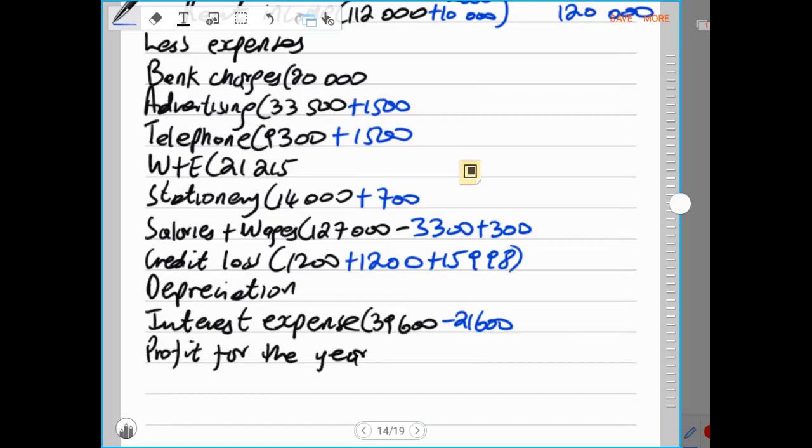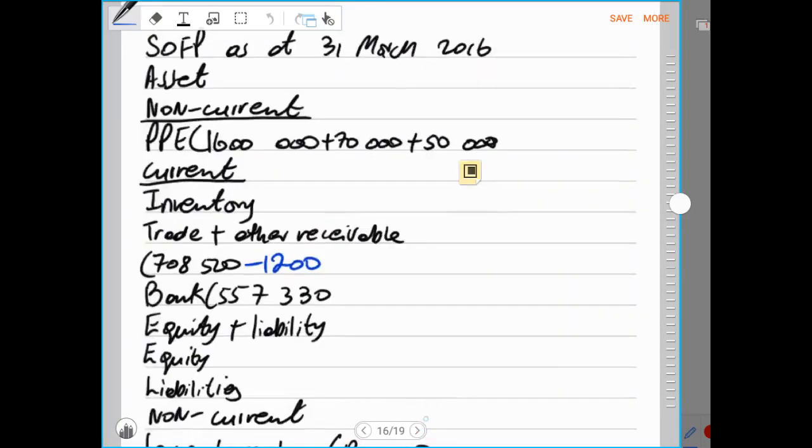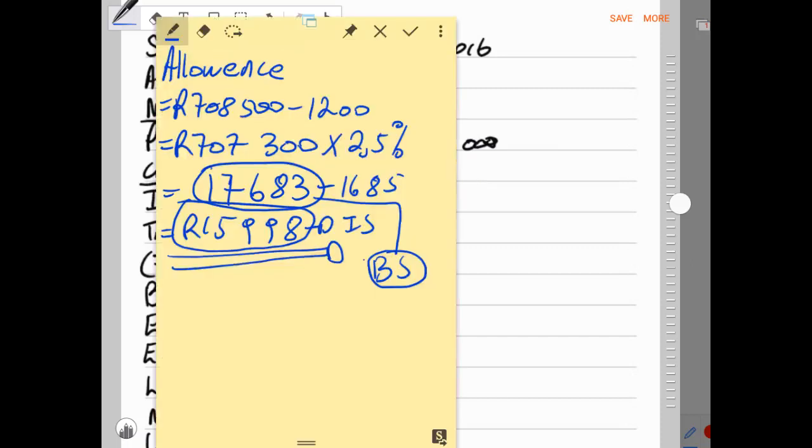Then after we have to take into account the total of the allowance that we have calculated, and we record that under trade and other receivables. We say less, and the amount that we calculated is 17,683. This is the amount that we record in the balance sheet in total.